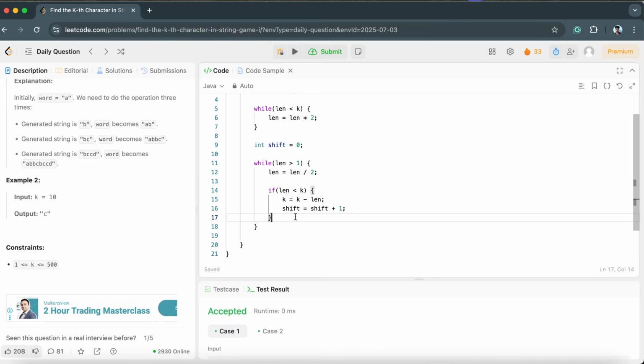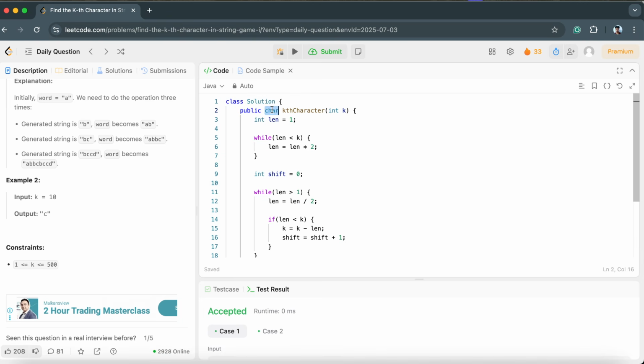So shift is something we got. Now this k value keeps on reducing, and length also gets reduced. The moment length is equal to 1, we will break out of it. That way we get the shifts, and in the end we will return the character, taking care of whatever shift we got. Shift modulo 26 plus a. If we do this one, we are definitely going to get the answer.